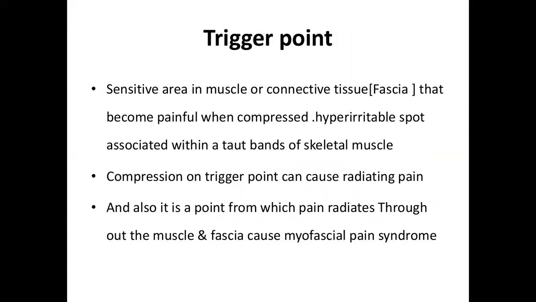The trigger point is a sensitive area in muscle or connective tissue that becomes painful when compressed. It is a hyper-irritable spot associated with a taut band of skeletal muscle. Compression of a trigger point can cause radiating pain, and it is a point from which pain radiates throughout the muscle and fascia, causing myofascial pain syndrome.